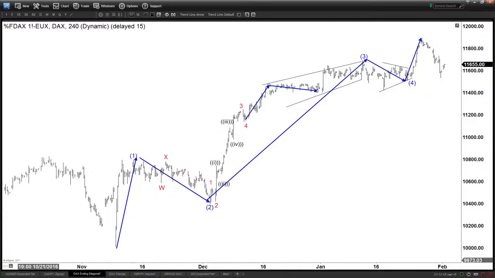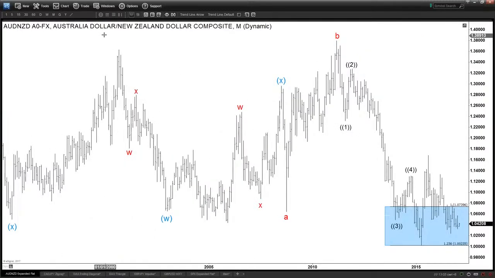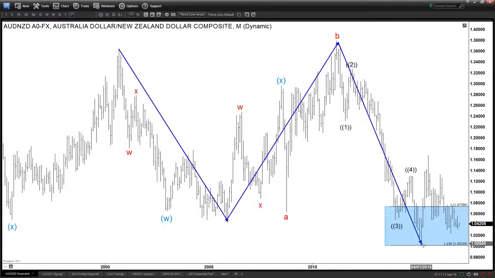Now you notice here Aussie dollar, New Zealand dollar in the monthly time frame. So you notice here from here. Now this is debatable where you want to place the A and B, but I'm just going to show you this one. Do you see how this is sideways, right? Sideways move, right?